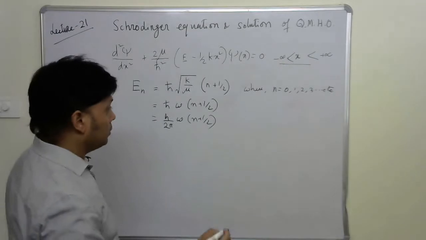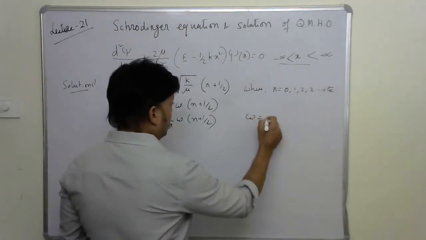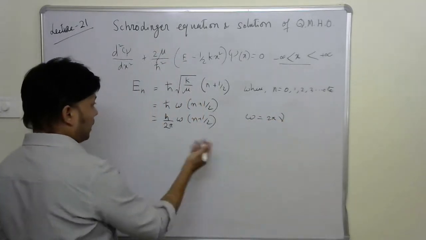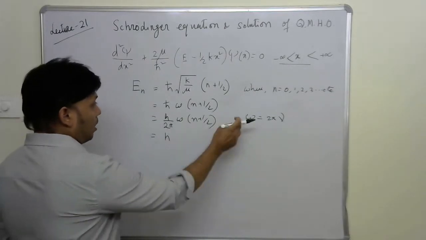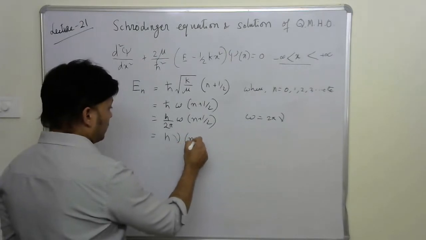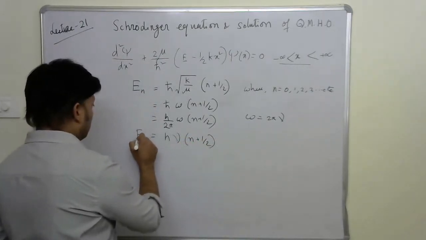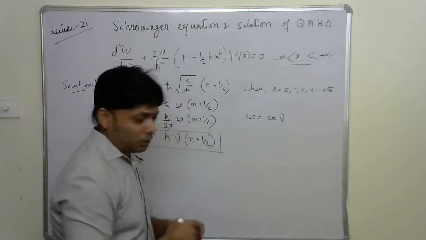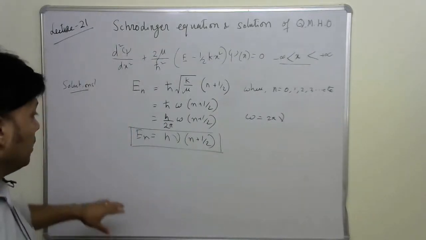We can further write it as h by 2 pi omega, n plus half, and since omega by 2 pi is equal to nu, the frequency in hertz, we can also write it like this: h nu, n plus half. Overall this is a pretty famous equation in vibrational spectroscopy or IR spectroscopy.